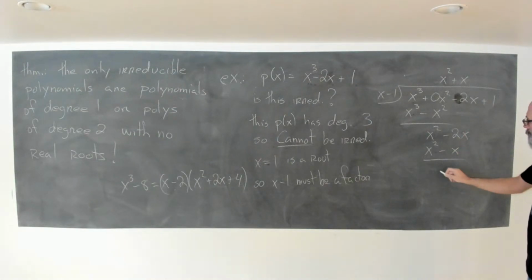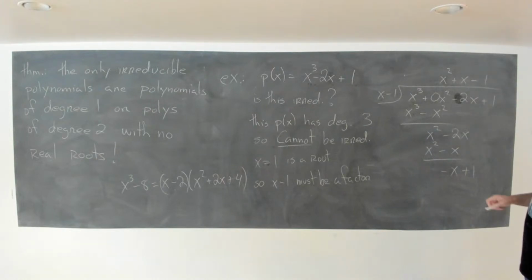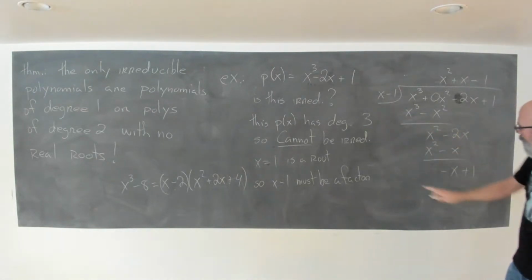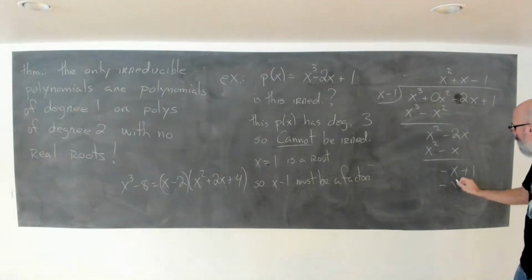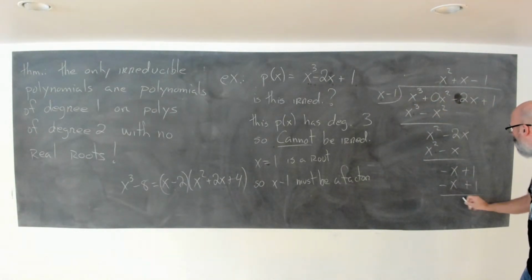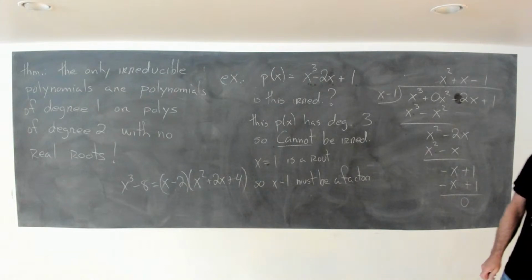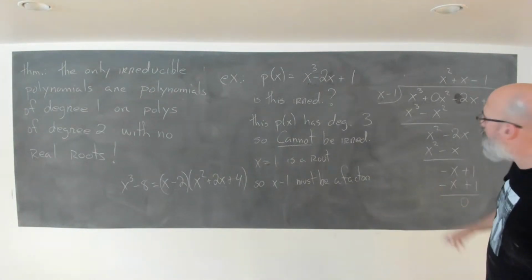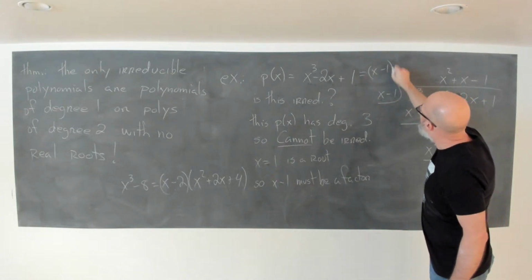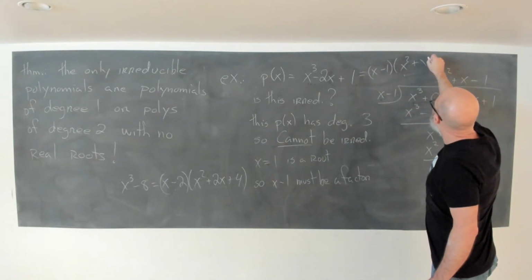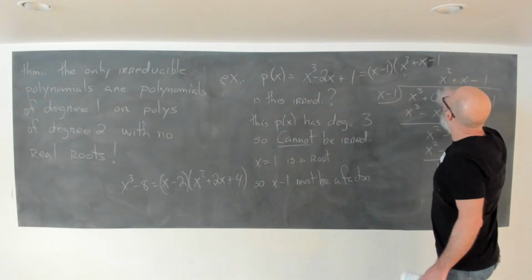And we subtract. This minus this is 0. This minus this is a minus x. And we ask the question, what must we multiply to x to get a negative x? The answer is negative 1. And we get a minus x plus 1, getting us a remainder of 0. So it's easy to see that this factors as x minus 1, x squared plus x minus 1.